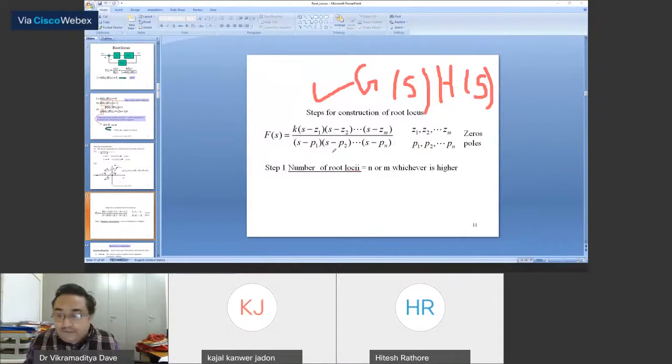So it can be an objective type question. The number of root loci for a given transfer function is how much? 3 or 4. So definitely it will be the higher number will be the number of root loci. So you have to determine from the open loop transfer function. Mind it that whichever is higher, numerator or denominator, and how much. Suppose the numerator is 5 and denominator is 6, then 6 is higher, so the number of root loci will be 6. Okay.